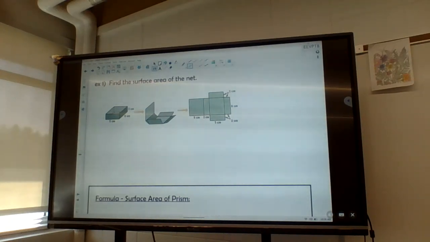So what they're asking us to do is find the surface area. So we're going to find the area of all these shapes. That means we have to find the area of 1, 2, 3, 4, 5, 6 shapes. But the good thing is that they're all just rectangles. So we're basically just doing base times height 6 times and then adding them all up. Now we're going to learn a formula in a little bit that's going to save us a little bit of time.